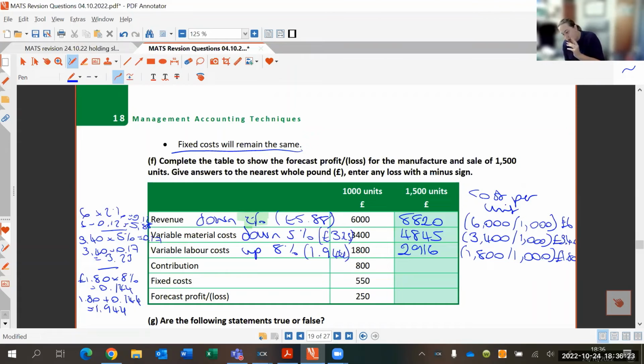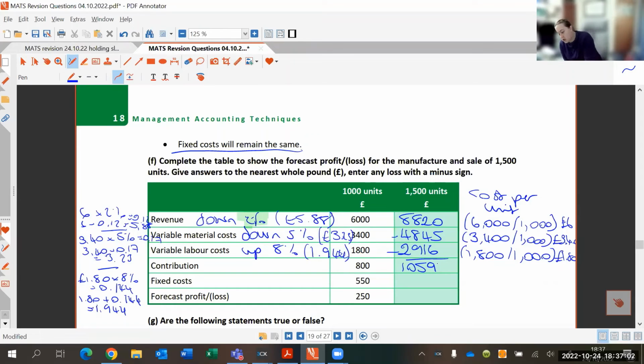Right, now then, some students will fall into the gap of doing some sort of flexing on the contribution. You don't need to do that. All you need to do is take your revenue and take off your variable costs. So do 8820 minus 4845 minus 2916, which should give us a contribution of 1059. It won't work if you do it the other way around. You've got those changes in price. It doesn't work out.